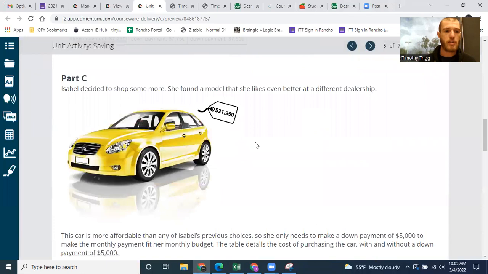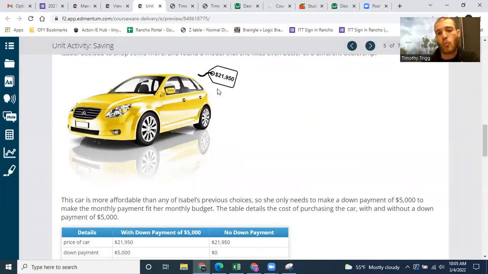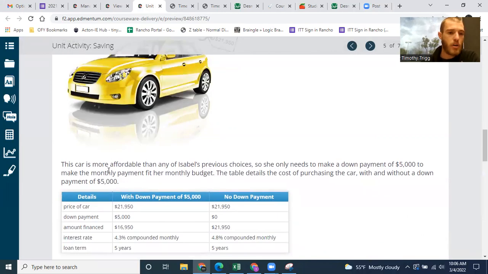Okay, so part C. Isabel decides to shop some more. She found a model that she likes even better at a different dealership. So this car is $21,950. This car is more affordable than any of Isabel's previous choices, so she only needs to make a down payment of $5,000. So we want to write that down. Her down payment for this car is $5,000. That's important.